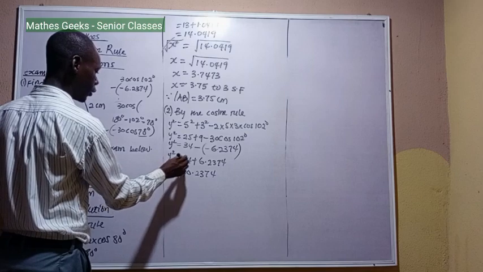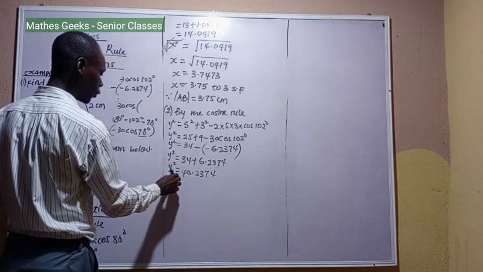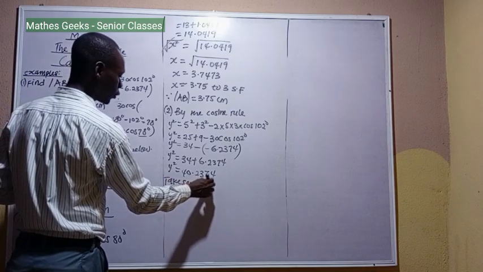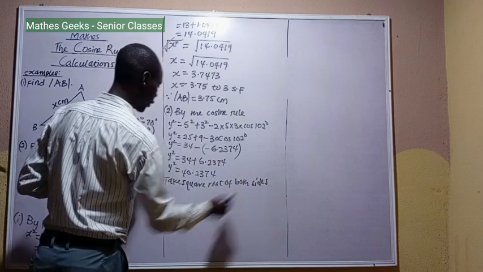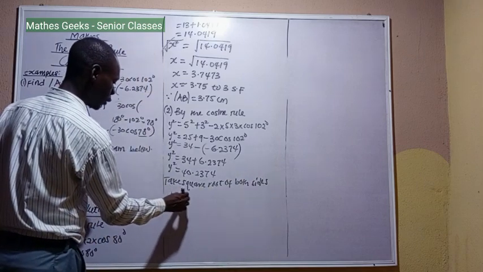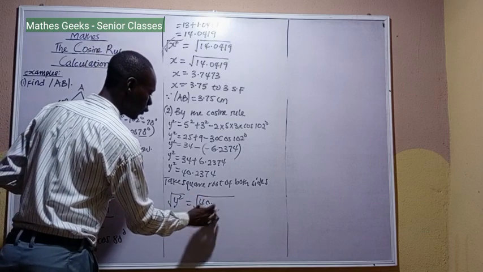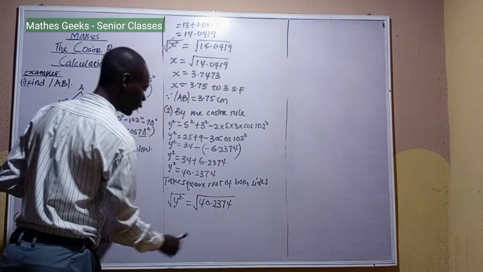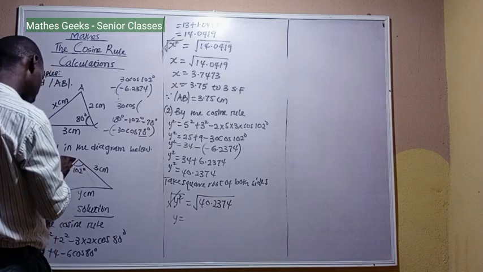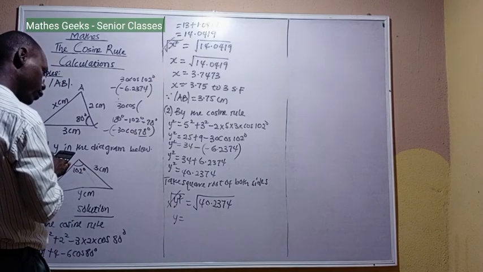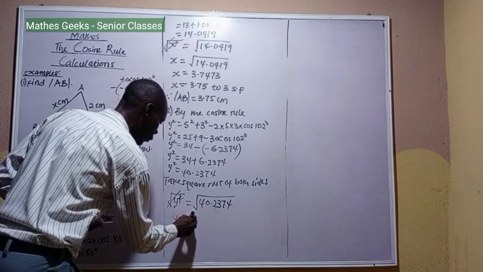For us to be able to get this value, we need to take the square root of both sides. This will give us y squared here, and 40.2374. So this will cancel this, y equals the square root of 40.2374, which equals 6 point something.